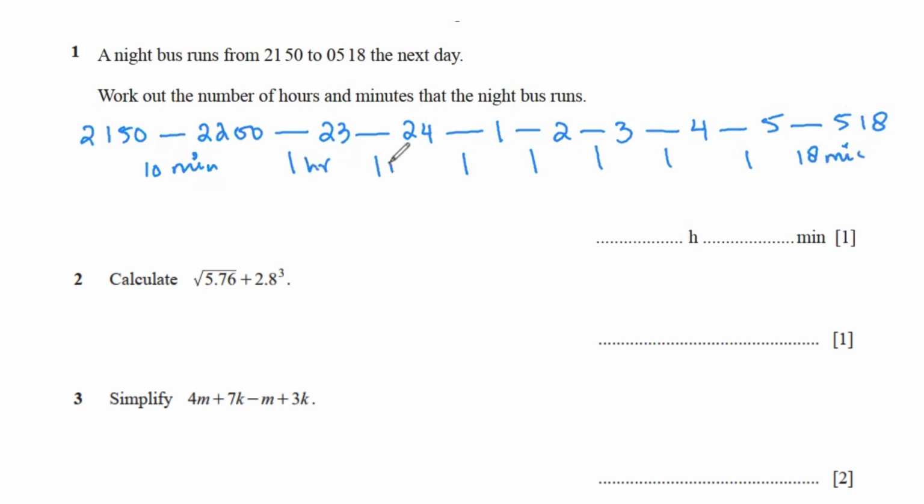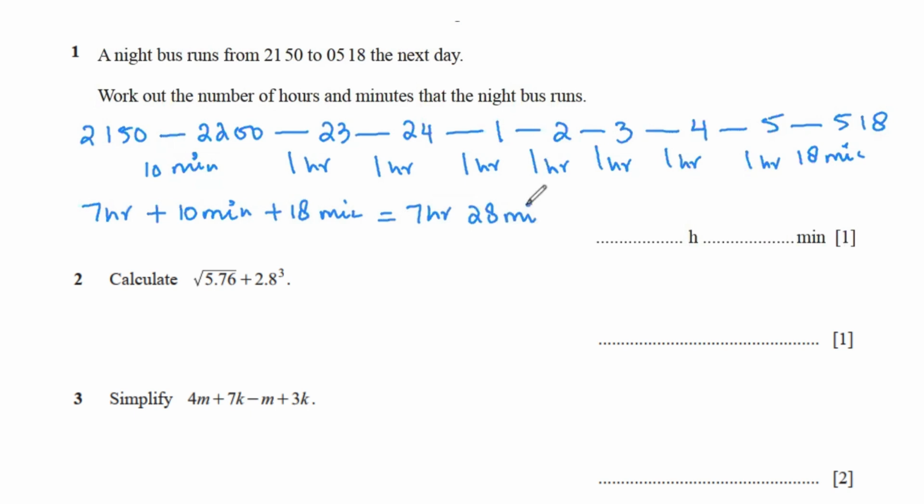These are the hours. Seven hours plus 10 minutes plus 18 minutes. And that's basically 7 hours and 28 minutes. This is how long it takes for the night bus to run.